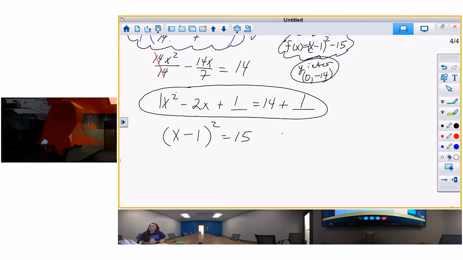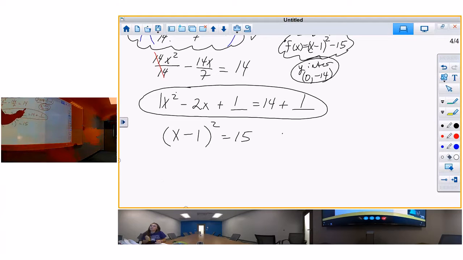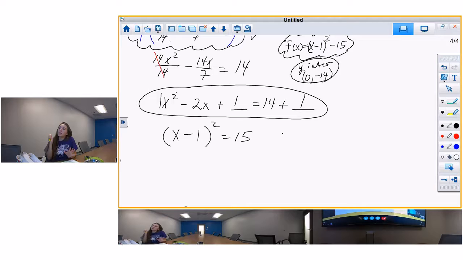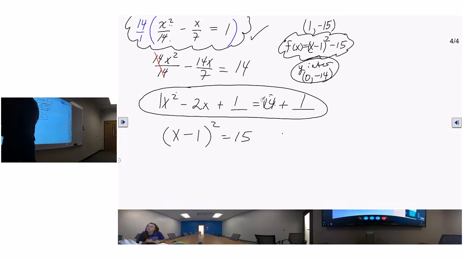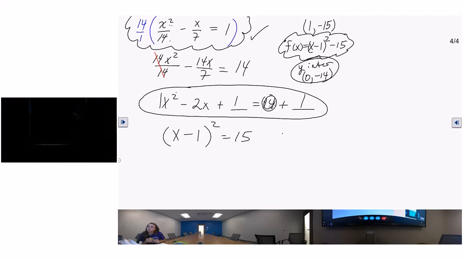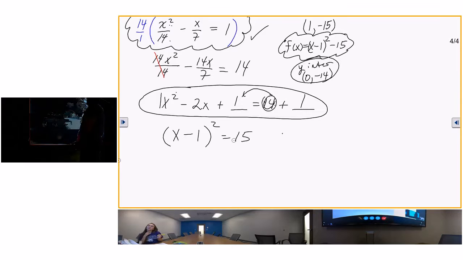All right, so here we go. Wait a second. Before everything cut out, I had a question. Why is the y-intercept (0, -14)? Because when we move this 14, when this 14 is over here, it's positive. If we bring it back over here and write it in quadratic form, it would be -14. Okay. That's why.